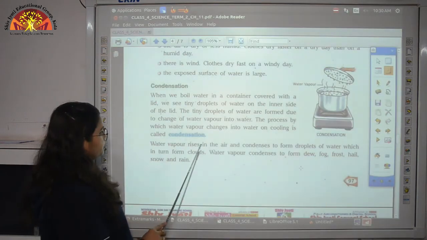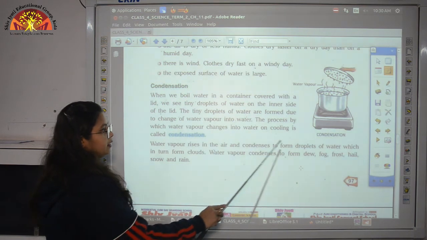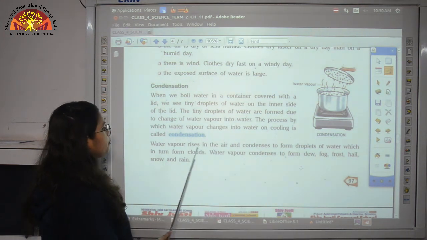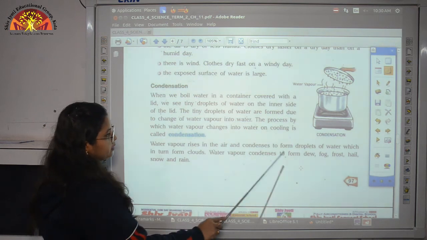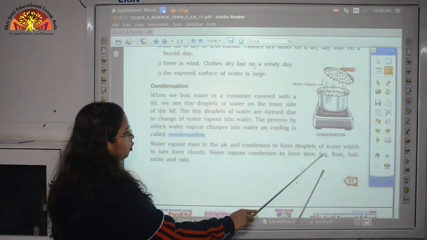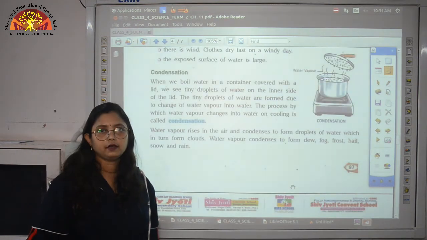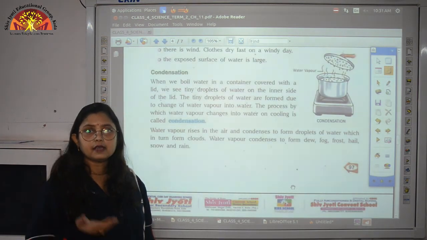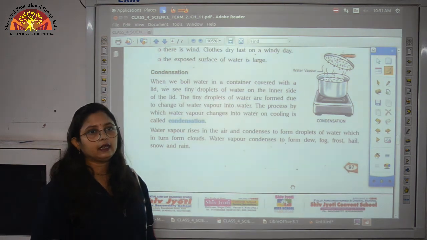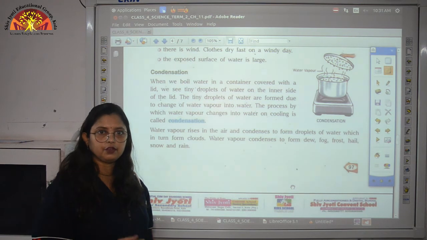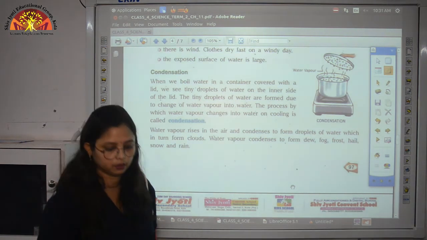Now children, water vapor rises in the air and condenses to form droplets of water, which in turn form clouds. Water vapor condenses to form dew, fog, frost, hail, snow and rain. So children, when water vapor rises up in the air, then it gets condensed and it occurs in different forms. So let us see the different forms of condensed water.